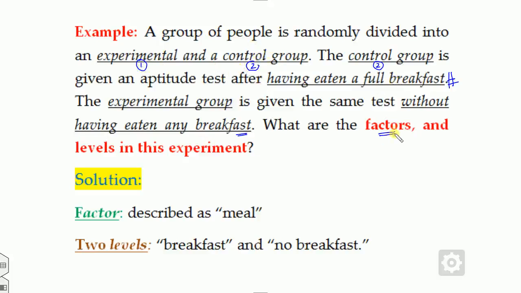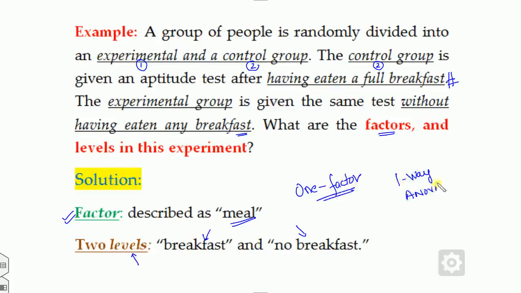So what is the factor? What is the main part in this example? The factor is the meal. And what are the types of the meal? Either they have taken the breakfast or not. So these are the values of the meal, and that's why they are called levels. I call it two because there are two values. So look, there is only one factor associated with it. Since it is one factor, we call this a one-way ANOVA.